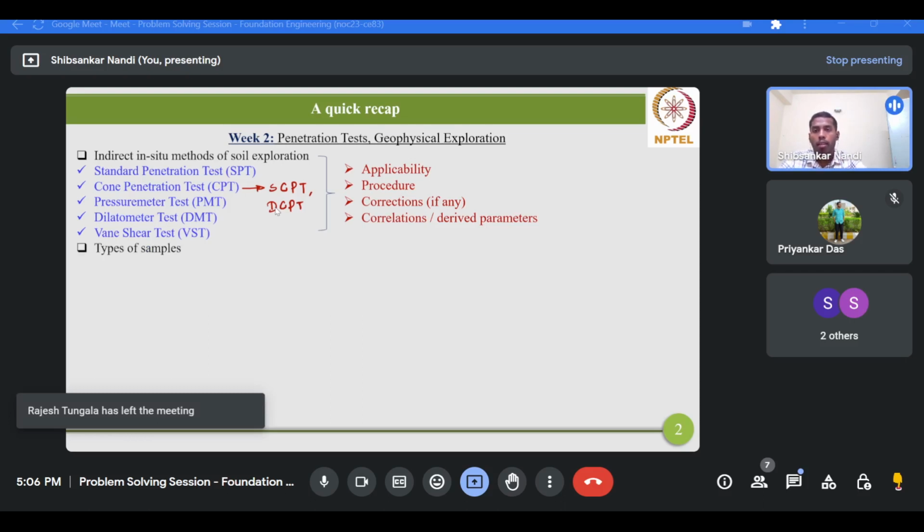Now in the next part of this week we have learned about two types of samples. So what are those two types of samples? Can anyone please explain a little bit about those two types of samples?